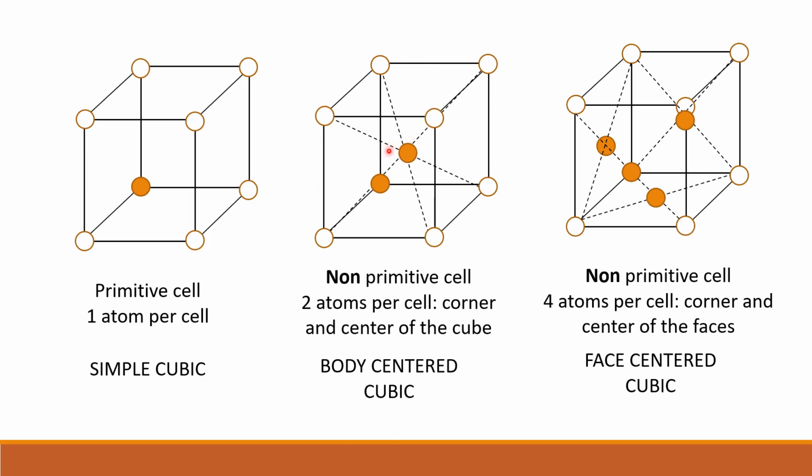But now we have an additional atom at the center of the cube. So that means that this atom, which is at the center of the cube, is not shared by any other cell because it's inside the cell. So it's counted full. So we'll have one atom, two atoms. And the other possibility for a non-primitive cell in the case of a cubic system is the face-centered cubic. In this case, the additional atoms are not at the center of the cube, but at the center of the faces. So that means that each atom at the center of a face is shared by two cells.